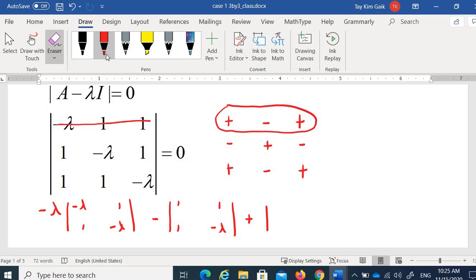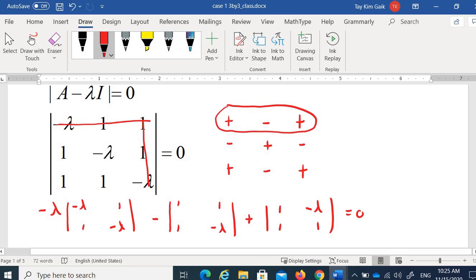I'm going to take like this, right here. So the third, okay, this is multiplied by negative 1, this is multiplied by negative 1, this is multiplied by positive 1. So left, okay, this 2 by 2 matrix determinant, 1, 1, negative lambda, 1, equal to 0.